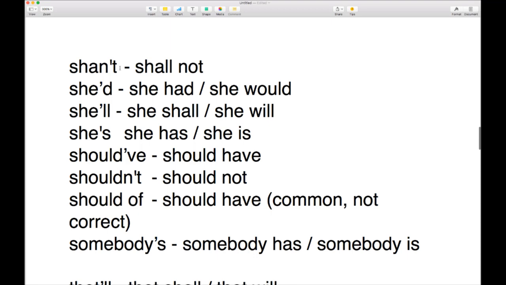Shan't. Here's another one. This one is relatively common. It means shall not. I shall not. Or if you are a fan of Lord of the Rings, you remember Gandalf stood on that big bridge and was like, you shall not pass.